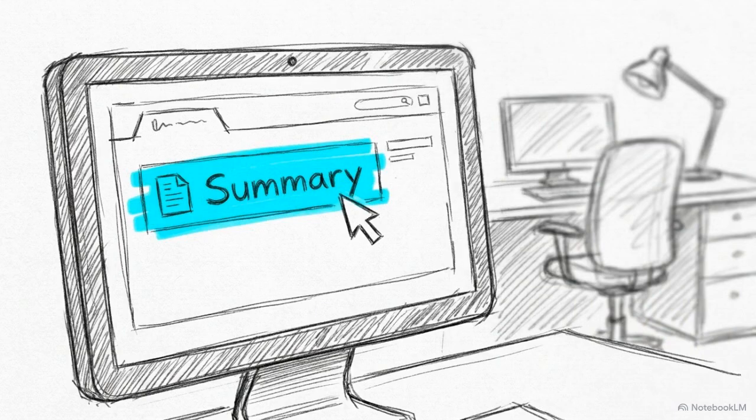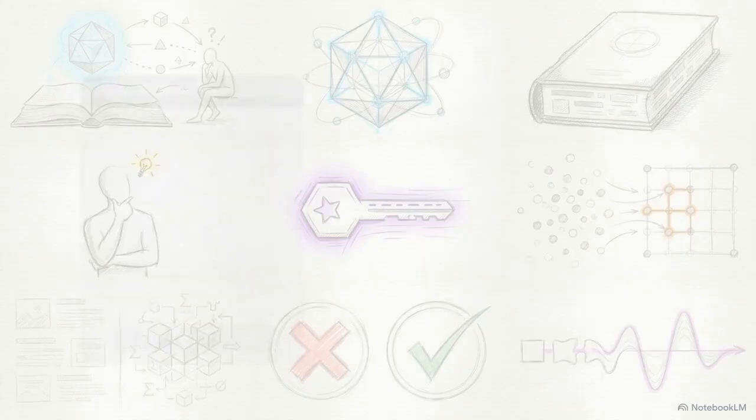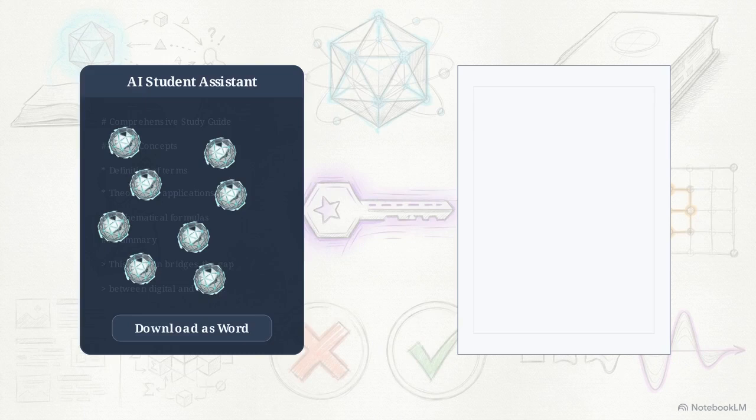Establishing a high-level foundational understanding begins in the Summary tab. Select the Comprehensive Study Guide option from the drop-down menu and initiate the generation process to see a structured outline of the core material. You can extract this digital guide into a portable format.